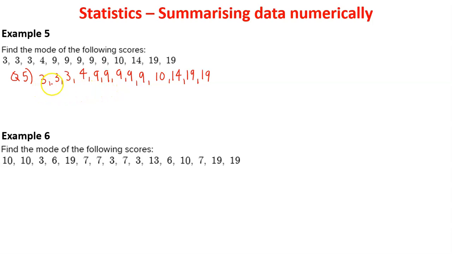We can already see 3 occurs 3 times, 4 occurs once, and we've got 9 occurs 5 times. So in this case here, we can see that the 9 is occurring the most often. That's the only one that occurs that many times. So our mode is 9 for this set of data. Number that occurs most frequently.